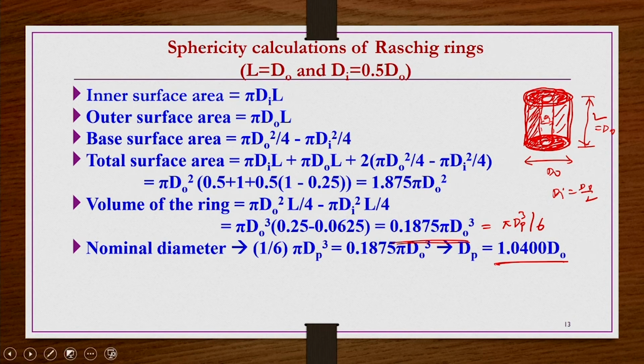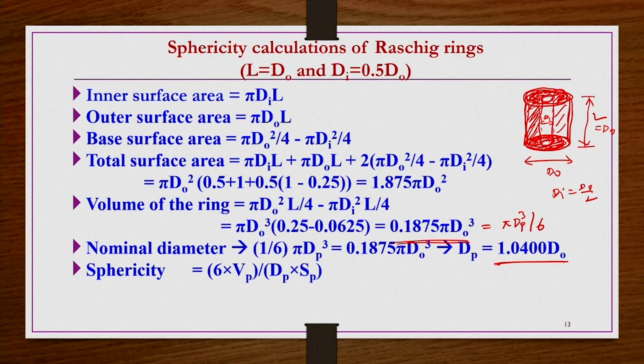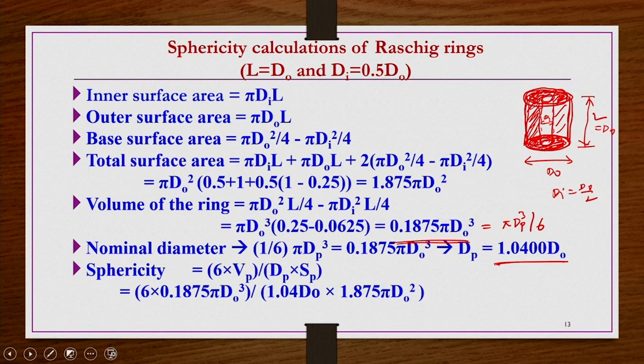Then sphericity is 6 Vp by dp Sp. When you substitute dp, Vp and Sp here and simplify, you get the sphericity of these Raschig rings as close to 0.577. So, this is how we can take any shape of particle and calculate the nominal or equivalent diameter. In addition, we can also calculate the sphericity, which represents the shape of the particle.